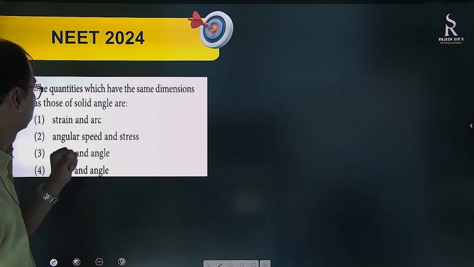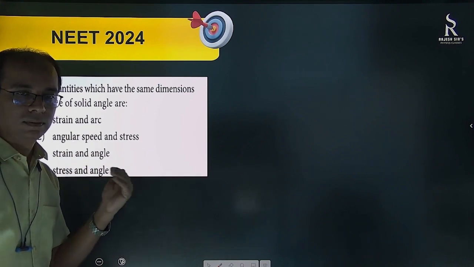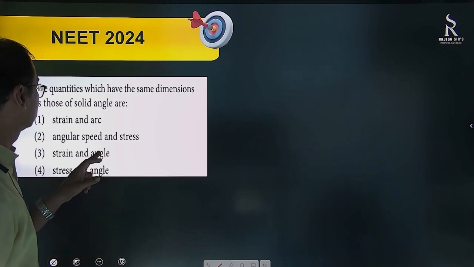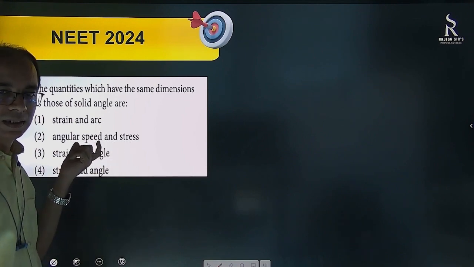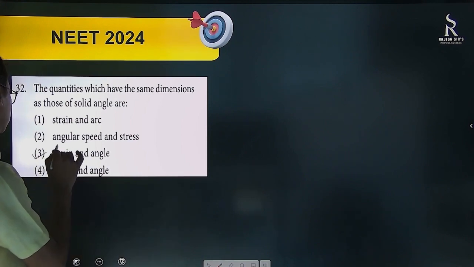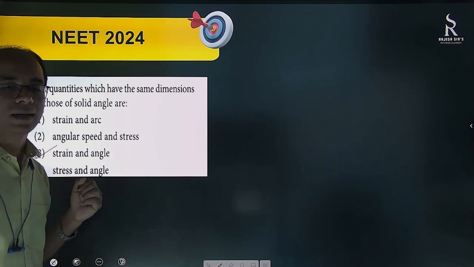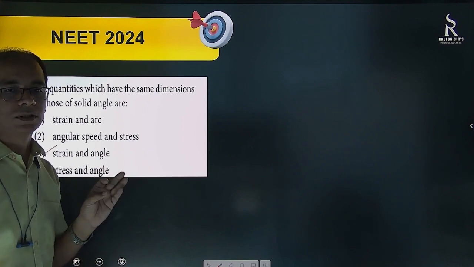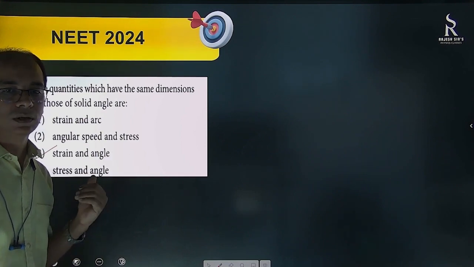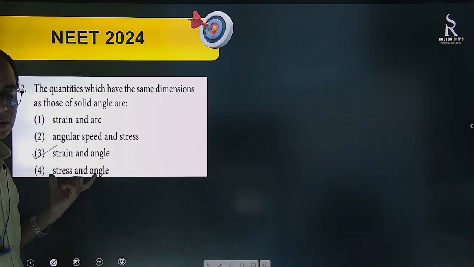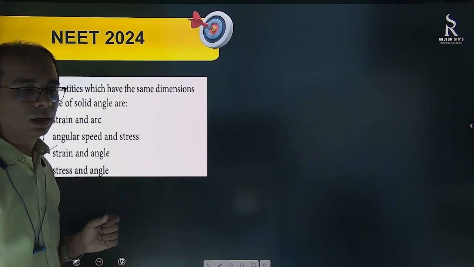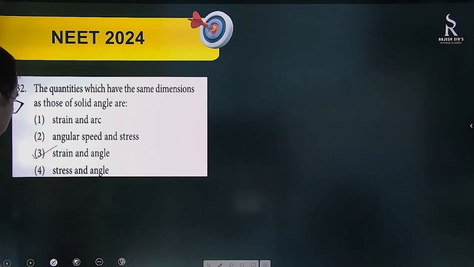But arc means its length. Arc does have dimension. Angular speed and stress. Angular speed has dimensions. Stress also has dimension. Strain and angle. Yeah, this looks to be correct. Strain and plane angle. Angle, anyhow, it doesn't have dimension, whether it's solid angle or plane angle. And strain also is a ratio of length by length, change in length to original length. So dimensionless both. But stress again has dimensions same as pressure. Okay. So this is wrong. Only this is correct.